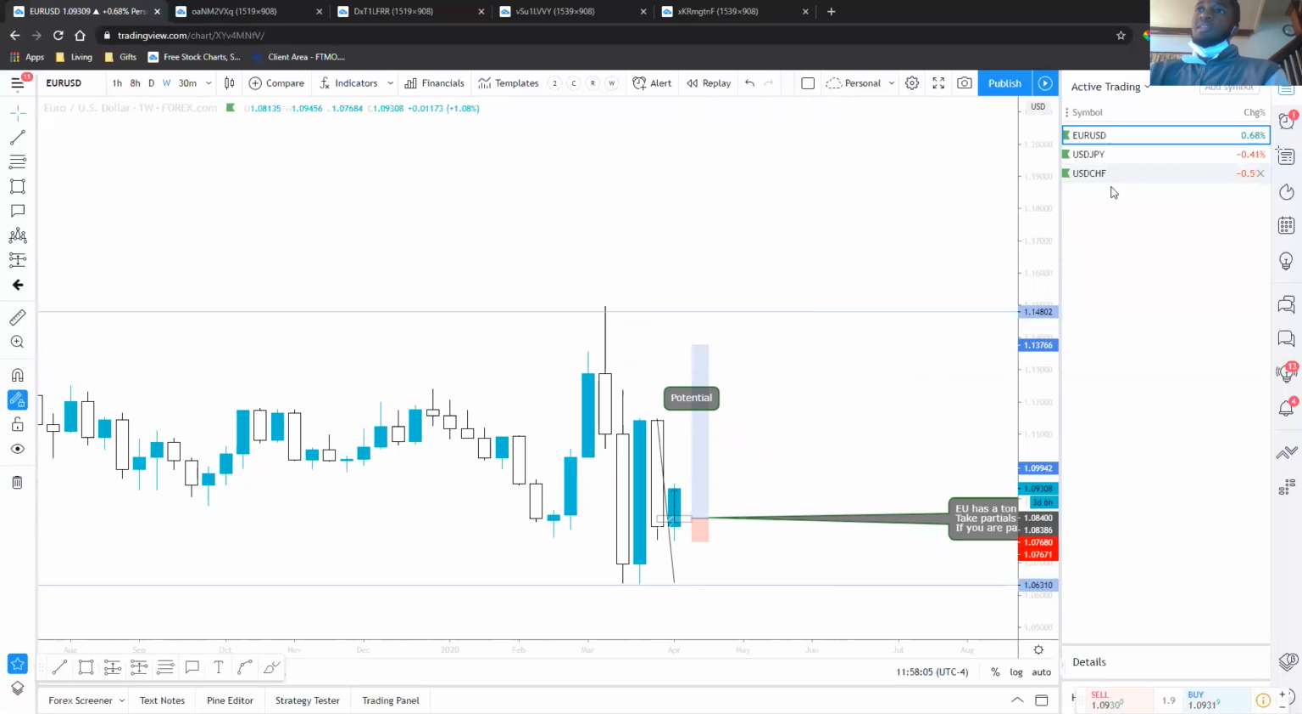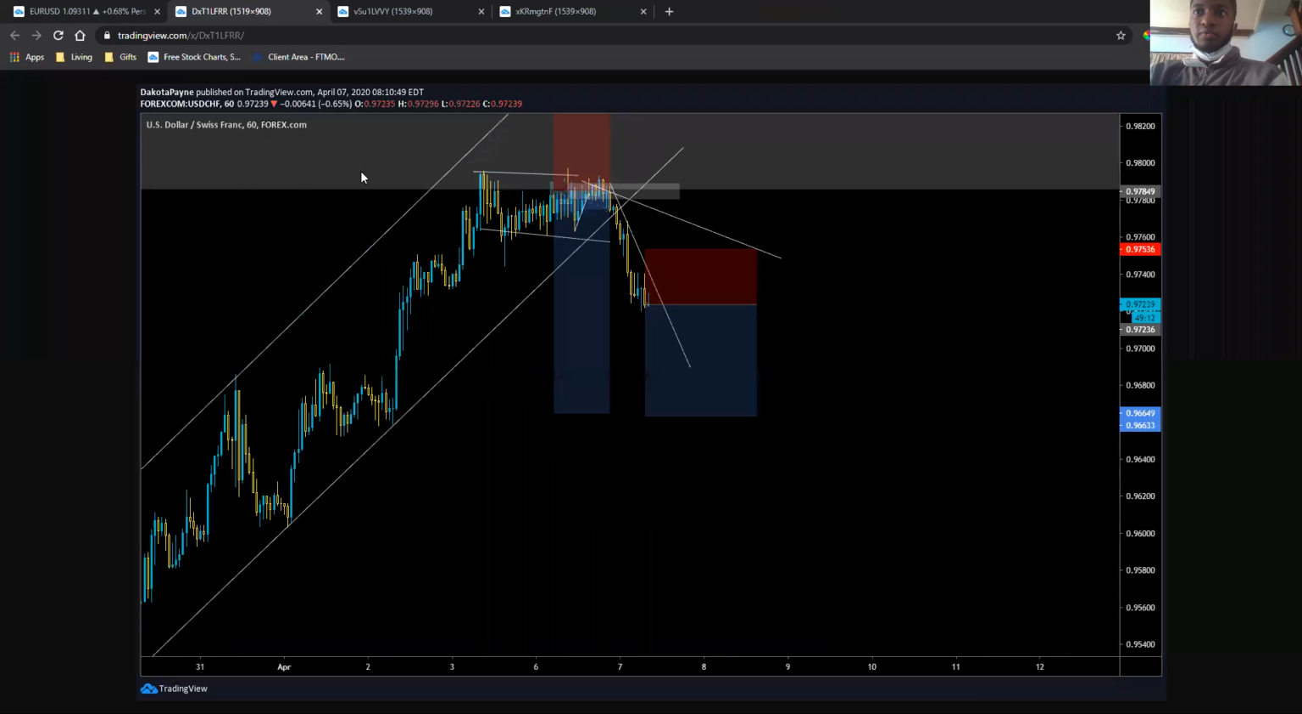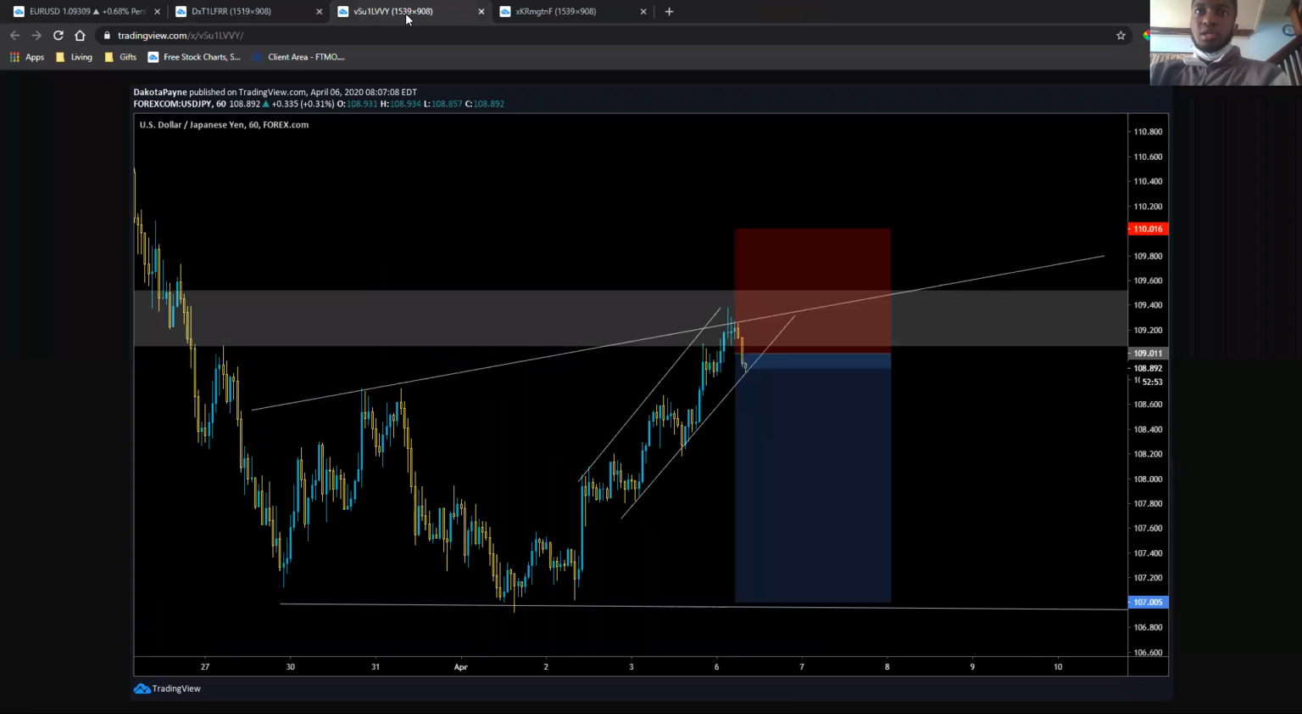And you'll see that in these other pairs that I'm trading as well, because I'm trading UJ, I'm trading USHEF, and they're all relative to the dollar. All right, so that's EU. Let's go over to UJ. Do I have an earlier one? Yes, I do. Okay, this is the first entry on UJ.